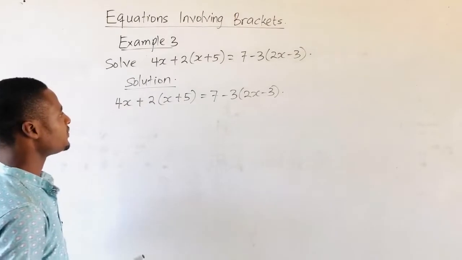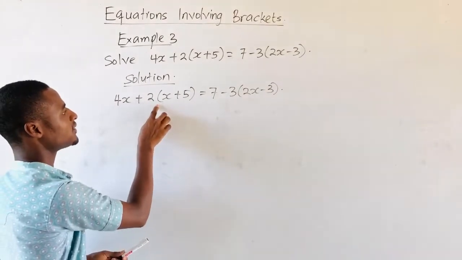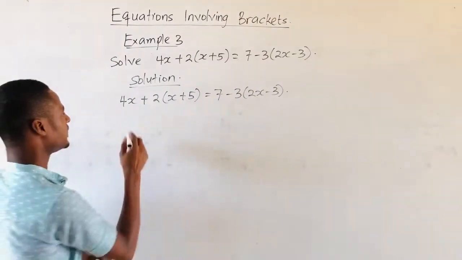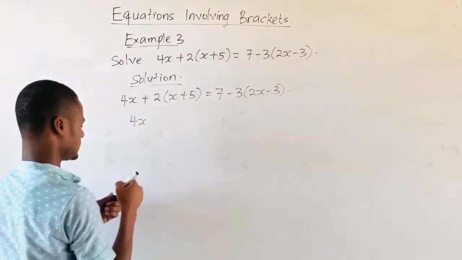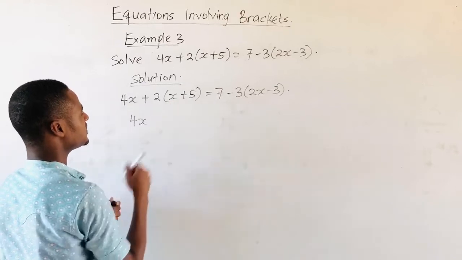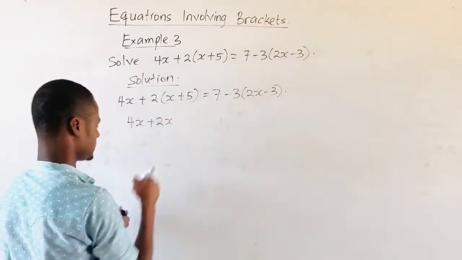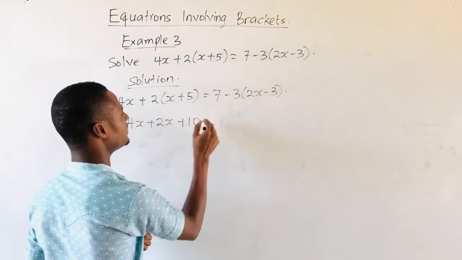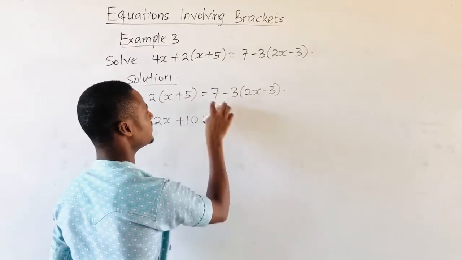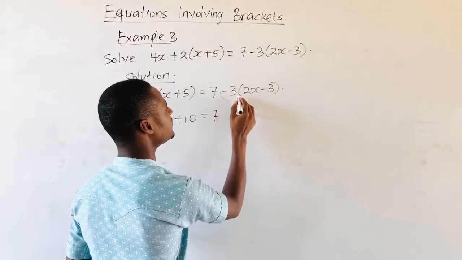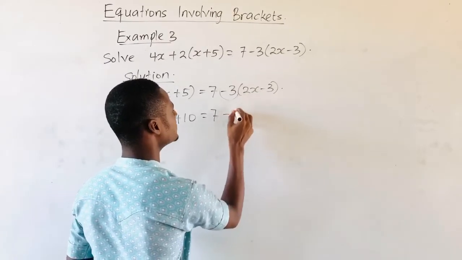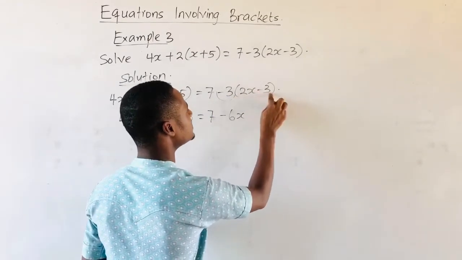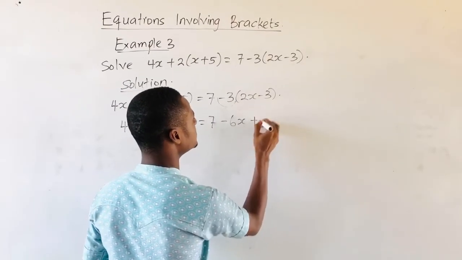In expanding the brackets, the number outside the bracket will multiply the numbers that are inside the brackets. And so at the left-hand side, we will have 4x. Positive 2 times x will give us positive 2x. Then positive 2 times positive 5 will give us positive 10. And that is equal to, we have 7 at the right-hand side. Negative 3 times 2x will give us negative 6x. And then negative 3 times negative 3 will give us positive 9.